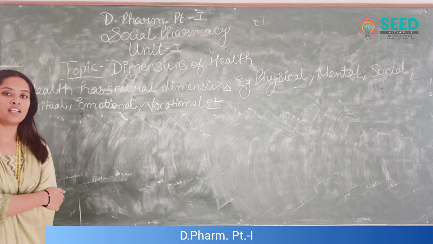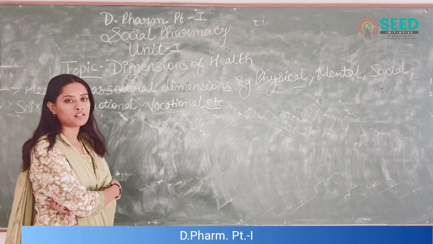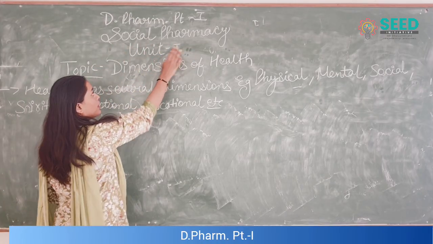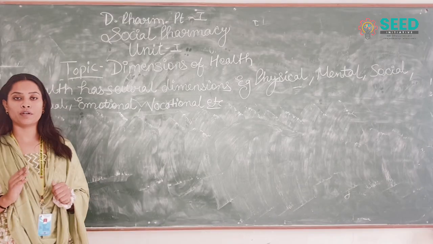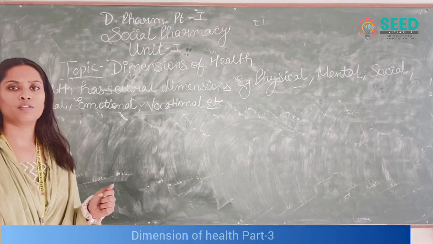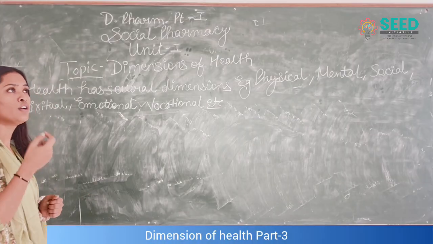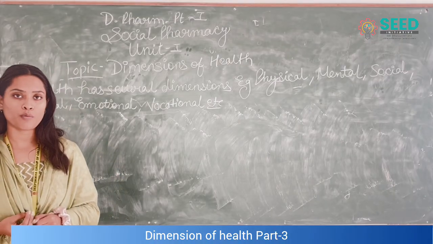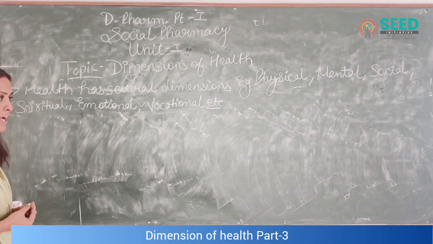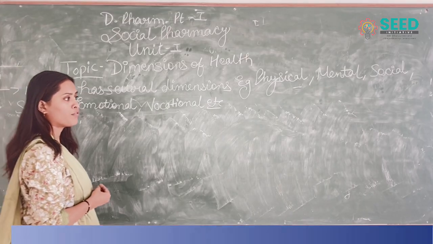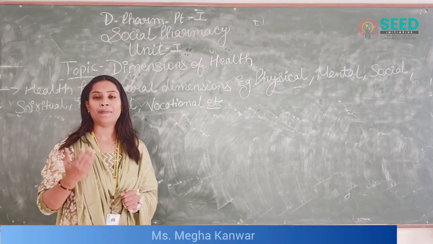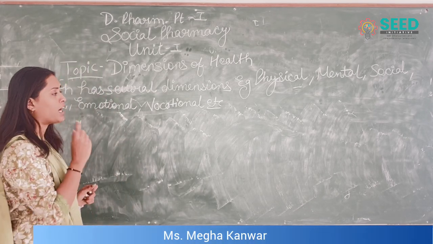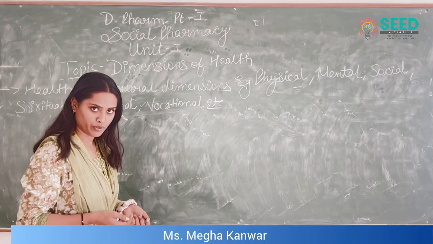We are going to study our D.Pharm Part-1 subject, that is Social Pharmacy. In it, we are going to study our unit number 1. Unit number 1 includes introduction of social pharmacy, role of pharmacists, scope of social pharmacy, dimension of social pharmacy, concept of health, dimension of health, determinants of health, millennium development goals, sustainable development goals. These are the topics of our unit number 1.